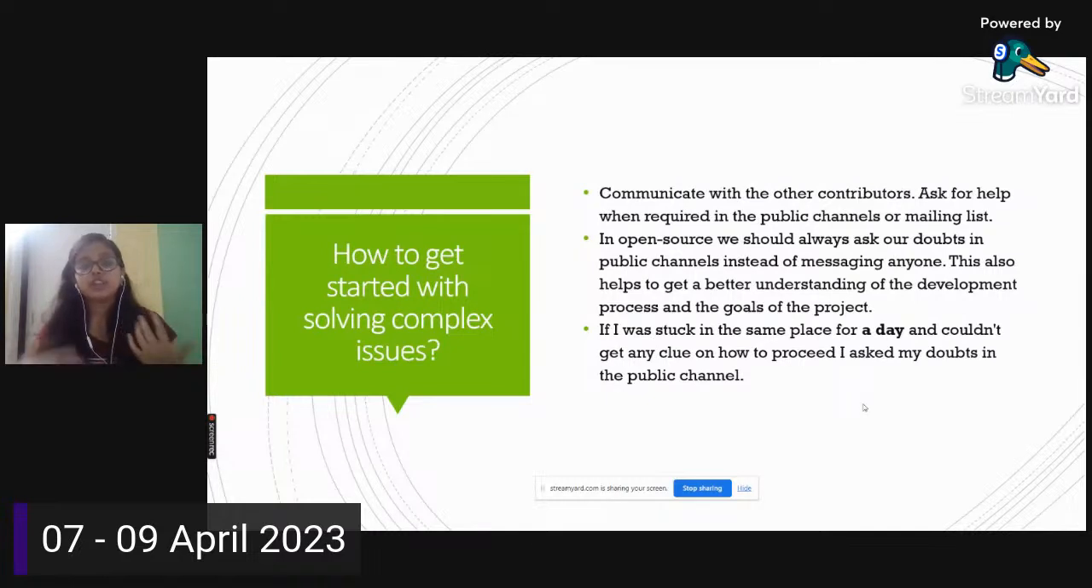Also, while you are contributing, make sure you communicate well with the other contributors. So, let's say while solving an issue, you are stuck at some point, make sure you let the maintainers know about it and not just sit with it. Communicate with other contributors, ask for help when required in the public channels. Keep the maintainers updated with your progress in the issues, how you are going about solving the issue. This is why I said that open source is more about collaboration rather than just coding.